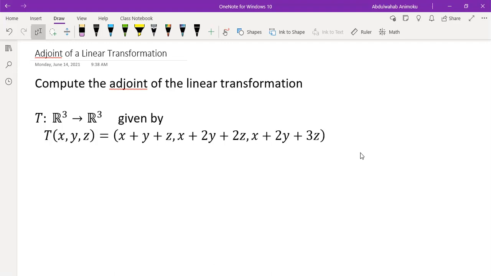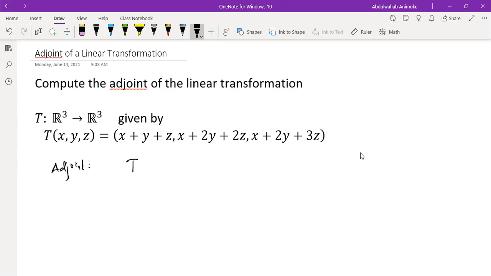In today's video, we are going to talk about how to find the adjoint of a linear transformation. So let's just get started and get right into it. What is an adjoint of a transformation? This problem will be a learning curve for us to understand how to find the adjoint of a transformation in general. So what is an adjoint of a transformation?